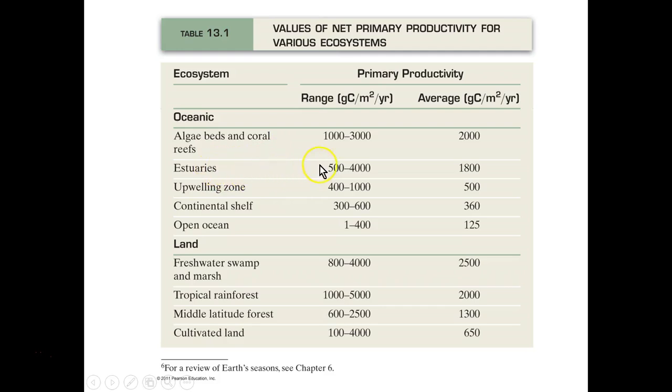Then estuaries are also productive environments because estuaries are semi-enclosed by land, which means that there is high nutrient input in estuaries as well. Then we have upwelling zones, and again, upwelling zones mean that you're bringing a lot of nutrients into the surface waters where they can be used by phytoplankton and other photosynthetic organisms. Then you have the continental shelf, which means it's closer to land. The open ocean is the least productive because it is the lowest in nutrient concentrations.